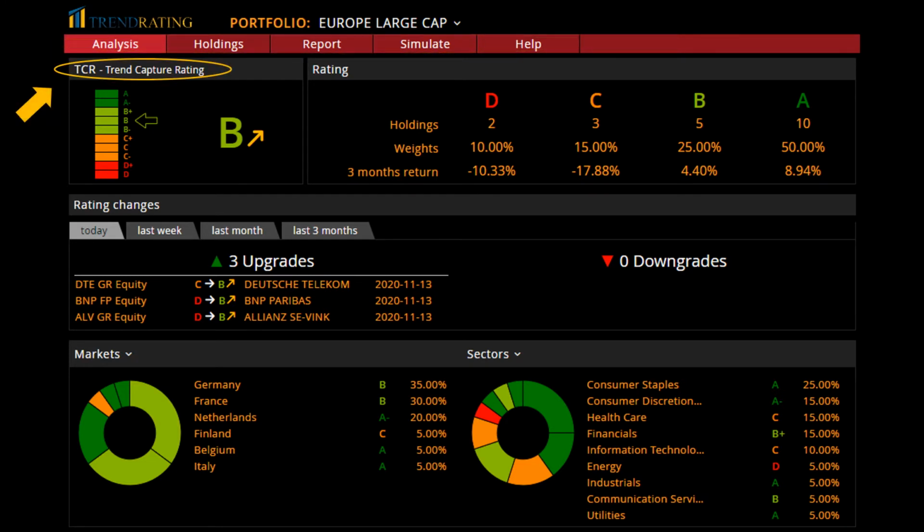Portfolio risk control. On the top left, the Trend Capture Rating, or TCR, of the portfolio provides the measure of the aggregated portfolio exposure to stocks in bull trends versus securities in a bear phase. This is an important metric to control risks, as the lower the TCR is, the bigger the risk to underperform. Any portfolio with a rating lower than B+ should require a careful evaluation of the holding structure.